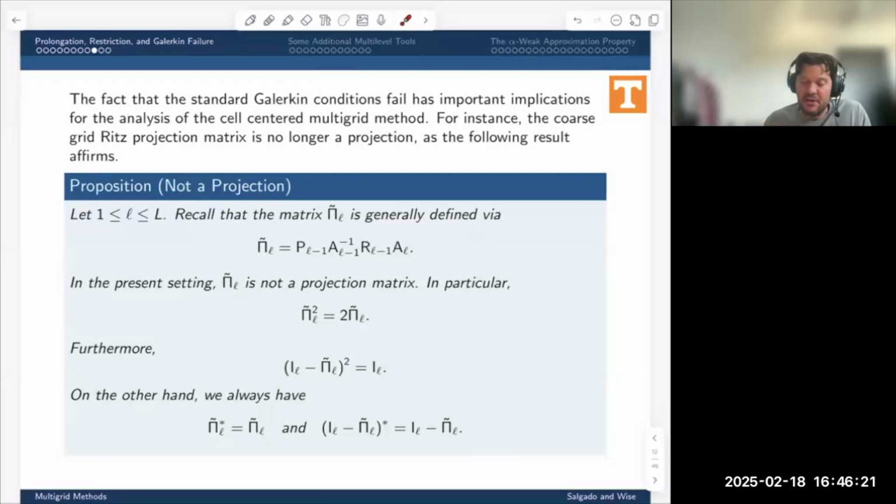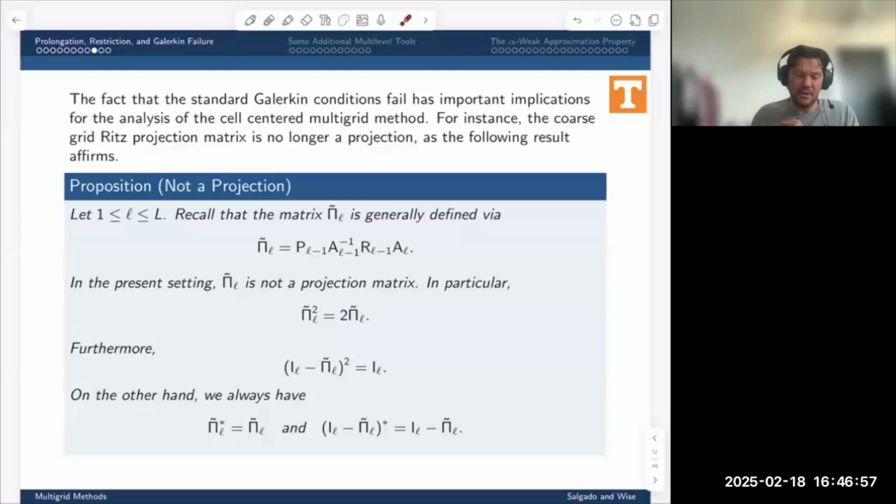Now, we've seen this already back in chapter 5, but I want to emphasize this point again. And in fact, I want to find out the degree to which this failure is real. If the standard Galerkin condition fails and we only have that imbalanced Galerkin condition, we've already seen from chapter 5 that the coarse grid Ritz projection matrix is no longer actually a projection. So maybe it's not fair really to call that a projection matrix.